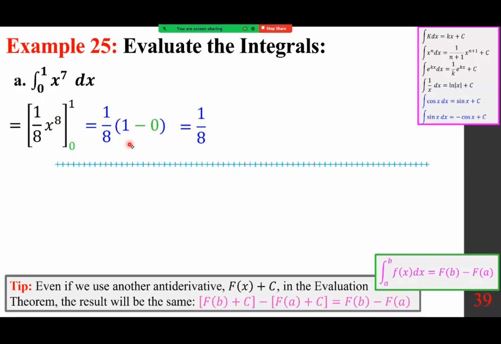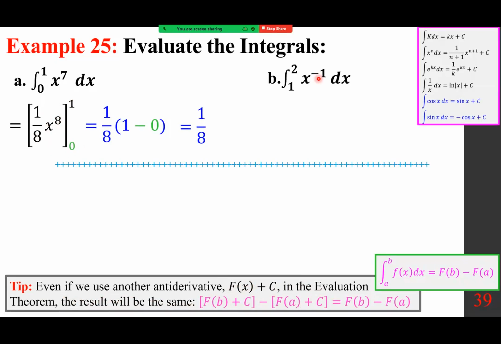Now, here's the tip I want you to pay attention to. Even if we use another antiderivative, capital F of x plus c. In other words, if I put 1 over 8 x to the power of 8 plus c, even if I put a constant, not a good idea, in the evaluation theorem the result will be the same. Now we plug in b, the upper limit, and a, the lower limit. So capital F of b plus c, minus capital F of a plus c. These two cancel each other. That's why in the case of a definite integral, we don't need to put a constant.